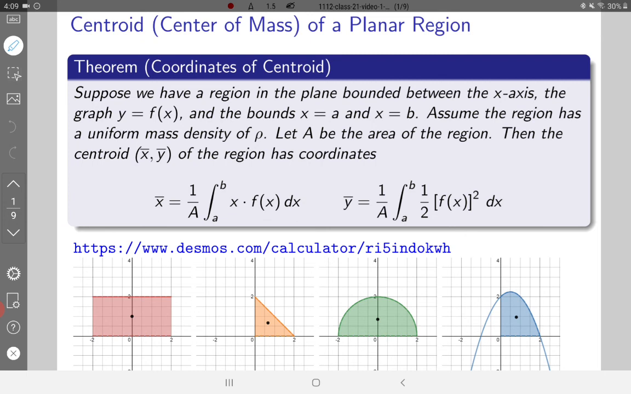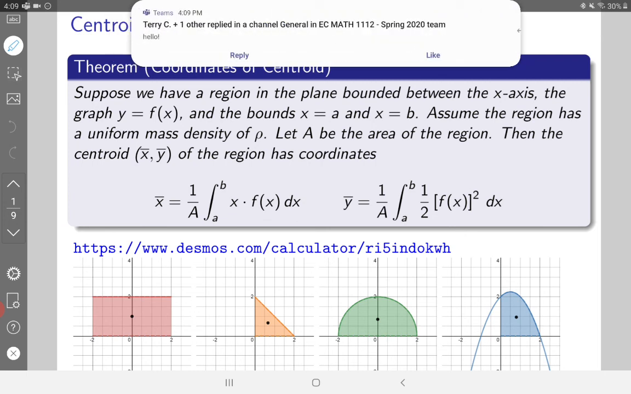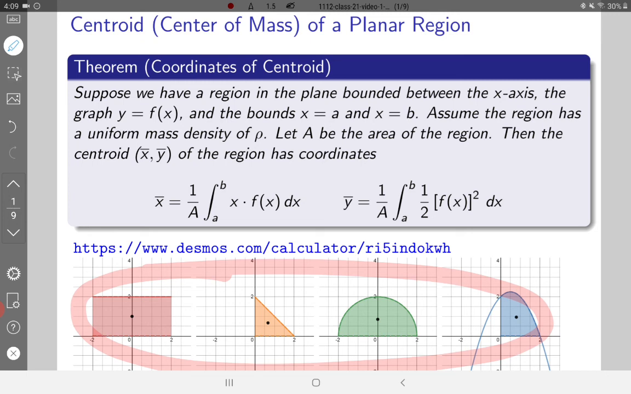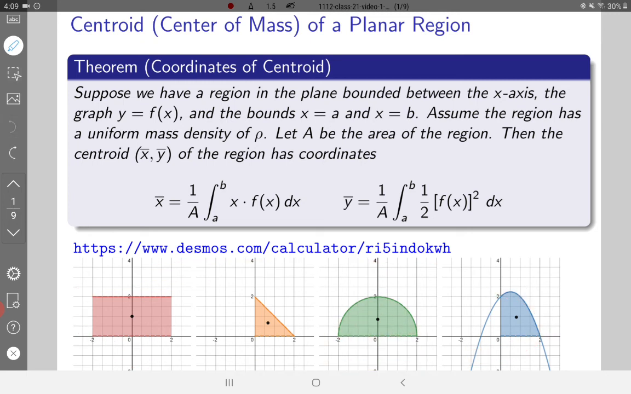In the next video, we will apply these formulas to a few examples, including these very four down here, the rectangle, the triangle, the semicircle, and the parabola. And I'll even do one further example where the region is bounded between not a graph and the x-axis, but between two different curves. So skip ahead to the next video to see that.